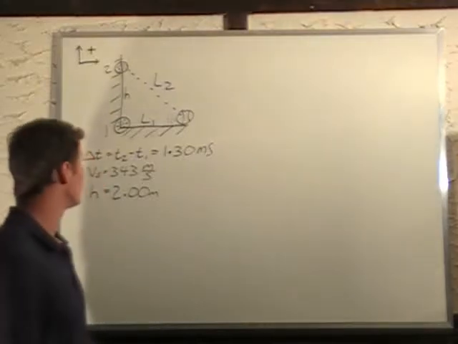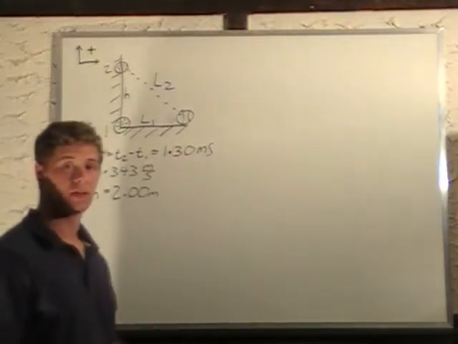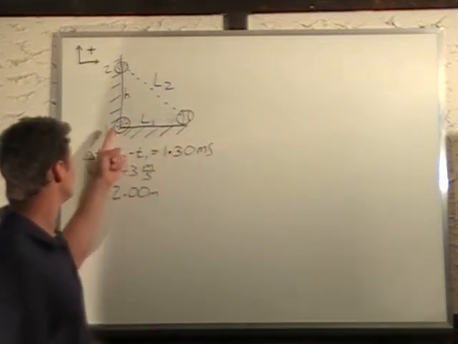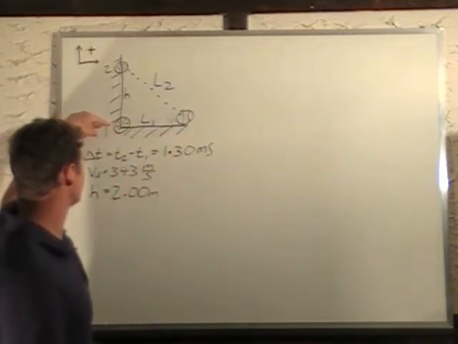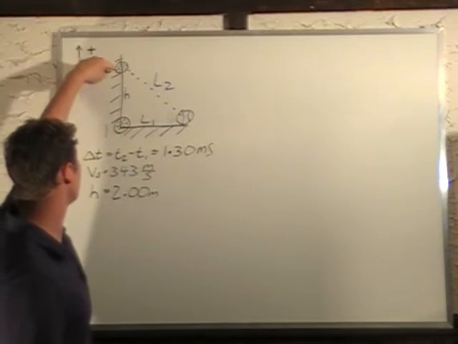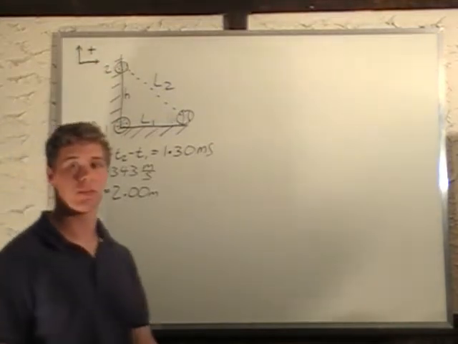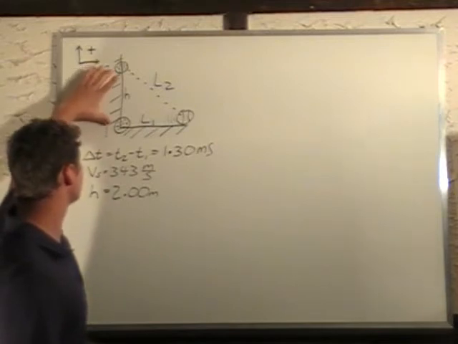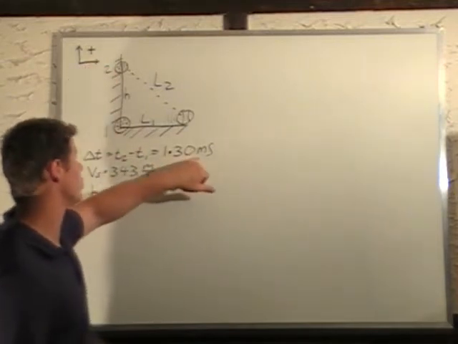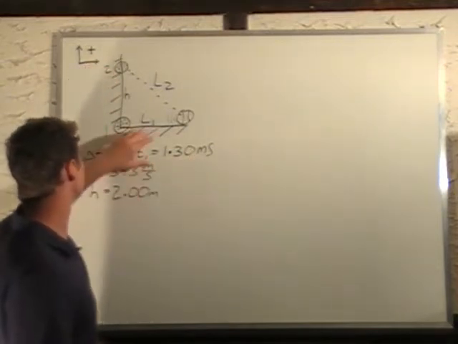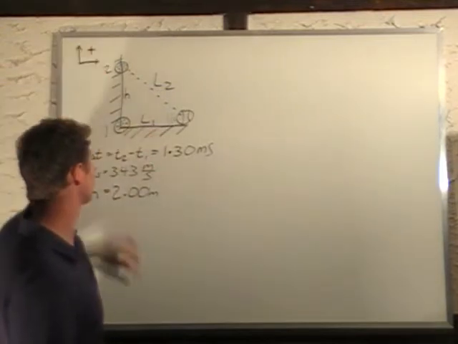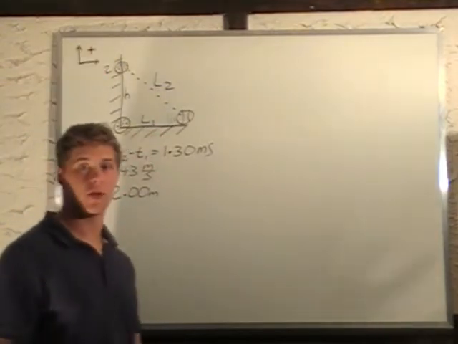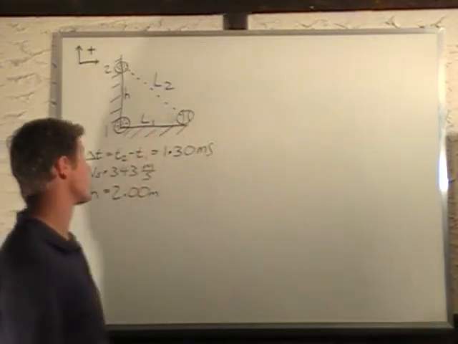In this problem we have a basketball being bounced, and the sound reaches two microphones, one at the floor and one at a distance 2.0 meters from the floor. We're told that the time difference is 1.30 milliseconds. So the time it takes to reach the second microphone is 1.30 milliseconds longer than the time it takes to reach the first microphone.